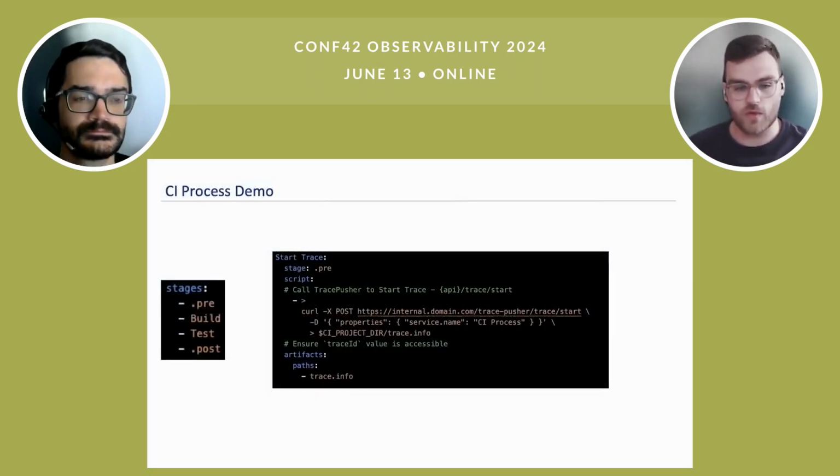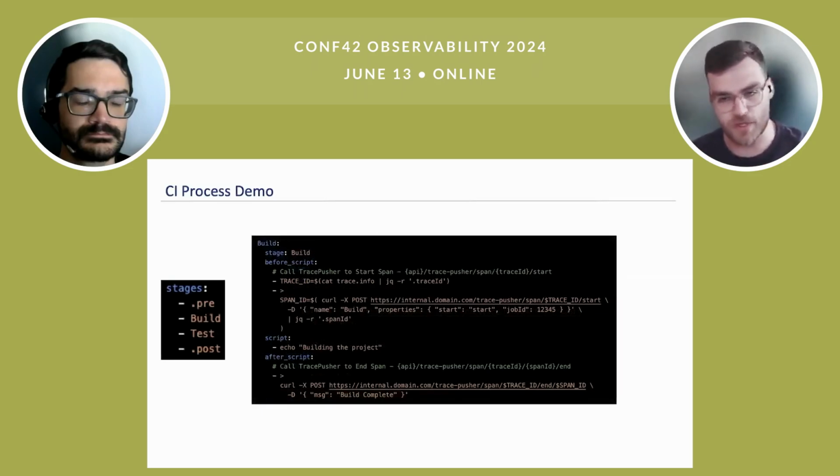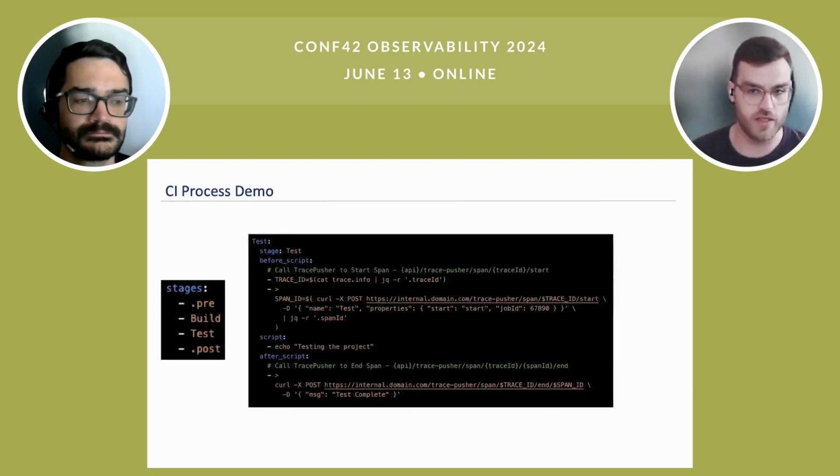So I'm going to go through this one a little bit faster because the thought process is pretty much the same, but essentially you start your trace in your initial pre-stage of your pipeline. You start that trace, you put the trace ID into a file that gets passed between each of these jobs to make sure that you can access it and continue to update that trace. So you get into the first step of your pipeline, which is a build. You add that span to that trace, you do your build, and then you close that span, and then you continue on to the next step of your pipeline, which is the test step.